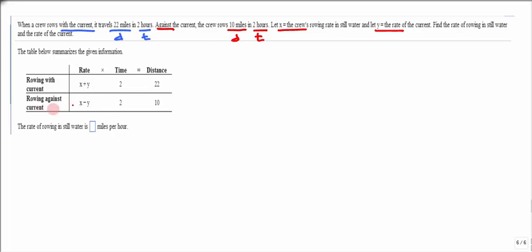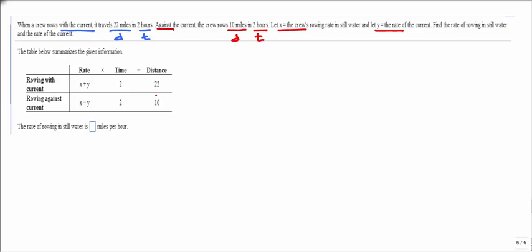So they have to set up this table, which is really nice. It says rowing with the current. I have our crew's rowing rate plus the rate of the current times the time for 2 hours, and the distance is 22. And then over here, when I'm rowing against the current it slows us down, so that's why we have subtraction. And I'm still rowing for 2 hours, but I'm not getting as far. I'm only at 10 here.